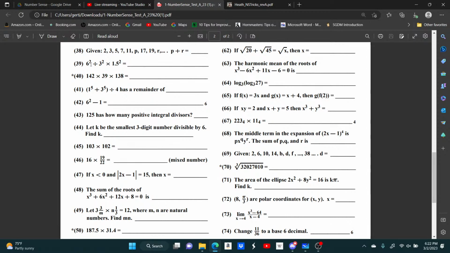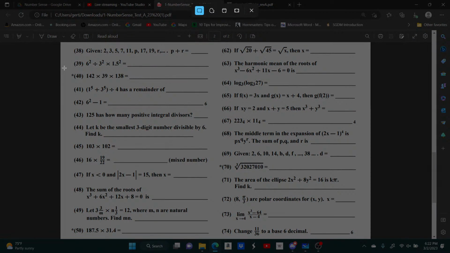Let's see, 6 squared divided by, okay, so that's just laws of exponents. Can I cover number 40? Yes, I was just getting to that. Let's see if we can come up with a good way to do number 40.